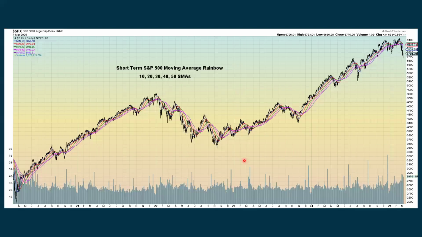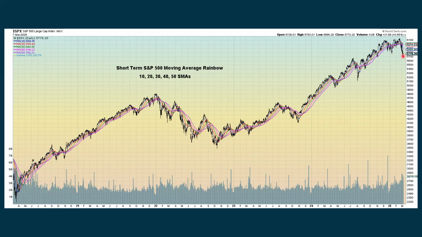All right, a short-term rainbow goes from 10 periods up to 50 periods with a simple moving average, and I changed the color so it makes it look a little interesting here. But for a lot of 2024, we were well above this rainbow and the rainbow was going up. Well, we're dropping below the rainbow on a short-term basis. And this is why we're in a short-term downtrend.